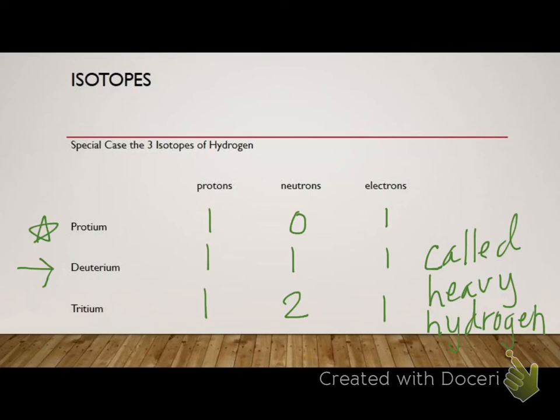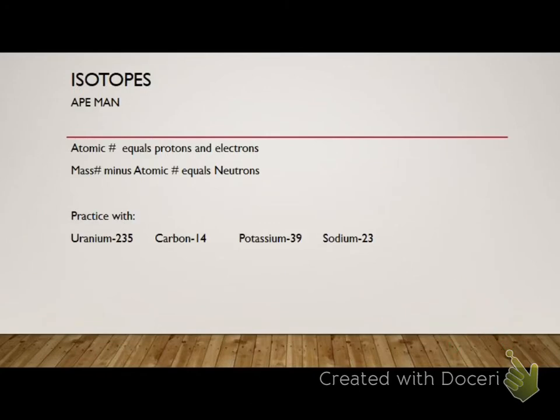Okay? So let's just see how, because this is what your homework's going to be on, let's see how we identify number of protons, neutrons, and electrons. Okay? So we're going to practice with these three. So I have uranium-235, and so we're going to do protons, neutrons, and electrons.